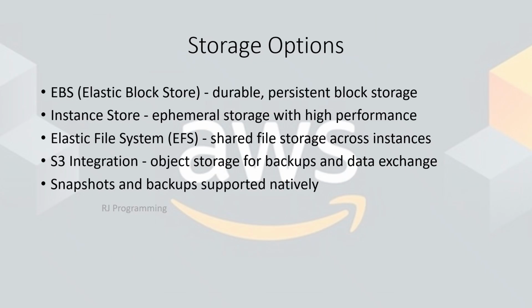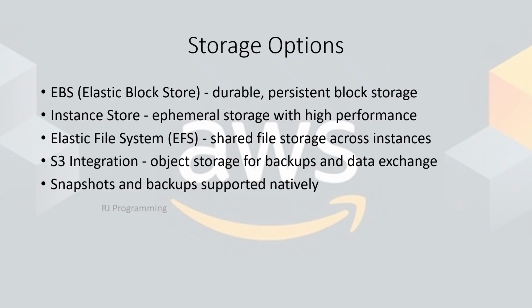EC2 works with multiple storage options. EBS volumes, which we talked about before, are most common. They are persistent, meaning data survives instance shutdowns. You can resize them and take snapshots for backup. Instance store gives you very fast disk storage, but it's temporary. If the instance stops, data is lost. It's useful for caches or temporary data.